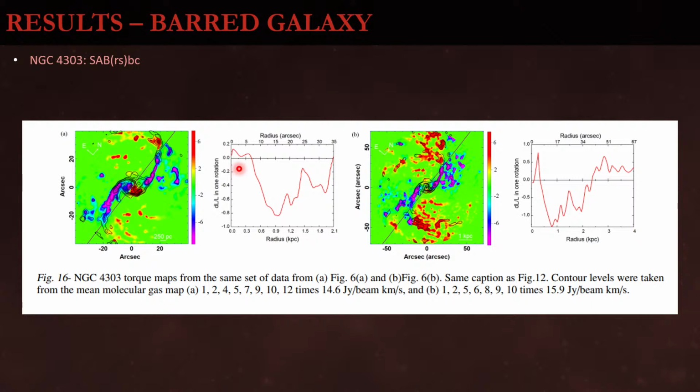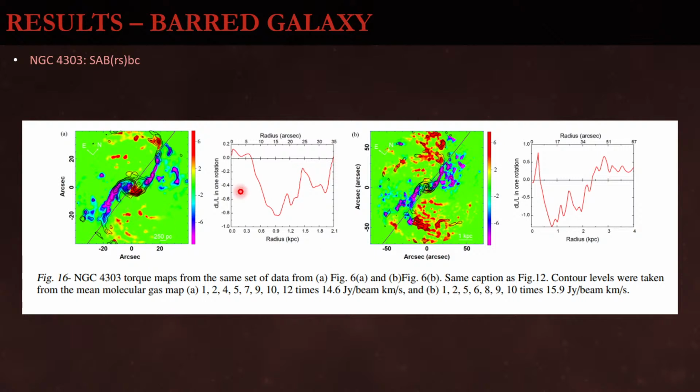And here we can see that there is an inversion of the torque sign. This is because of the inner Lindblad resonance, where we revert the torques to be positive. And we actually have the circular nuclear ring, which is where the torque is positive. That's why it was formed there.